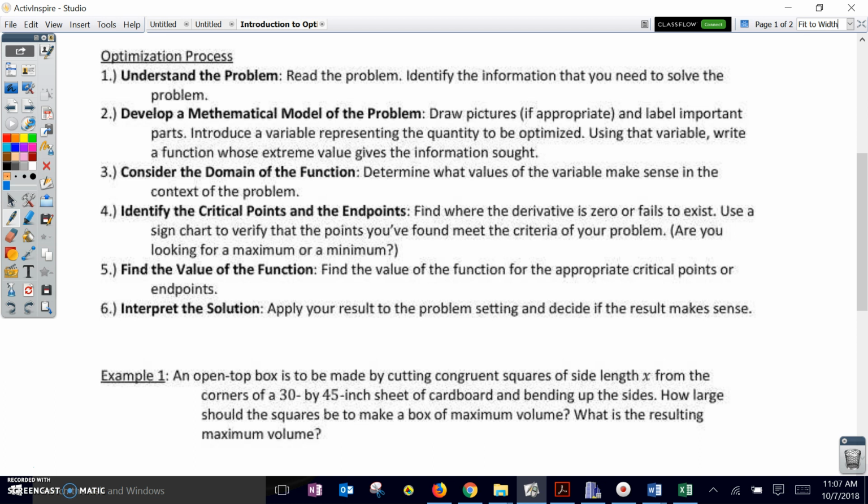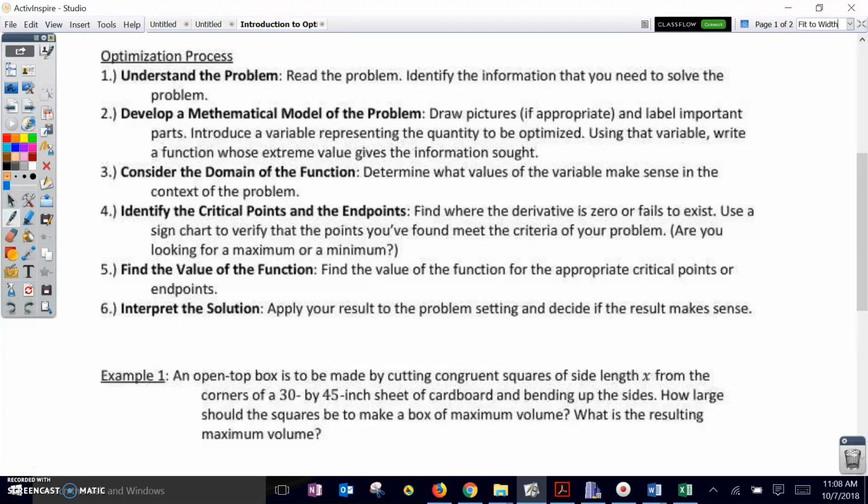First, make sure you understand the problem, read through the problem, etc. Second, we want to develop a mathematical model of the problem, draw pictures if it's appropriate, and label important parts. If it's not appropriate to draw a picture, don't try and draw a picture. Figure out a variable to represent the quantity that needs to be optimized. Use that variable to write a function whose extreme value will give us the information that we seek. Make sure you consider the domain of the function.